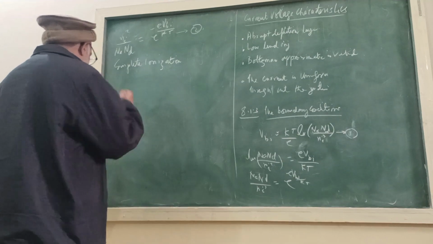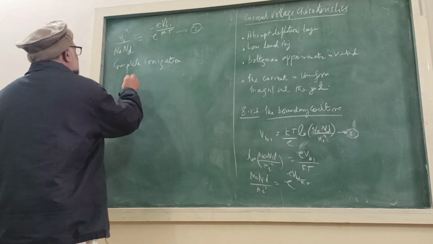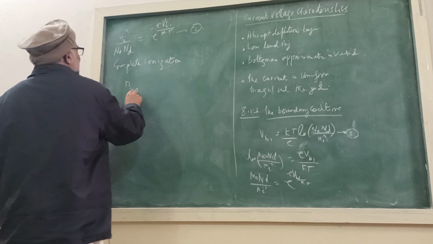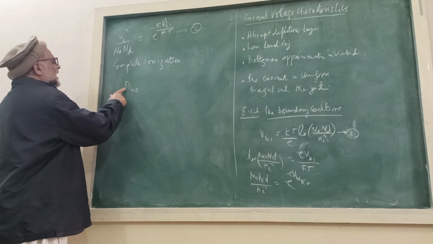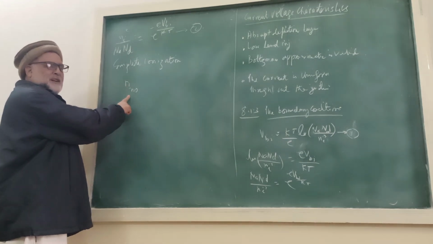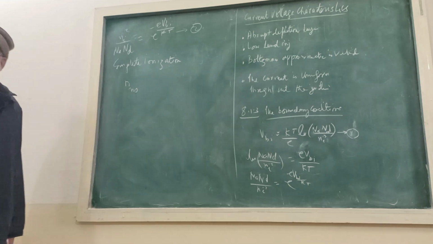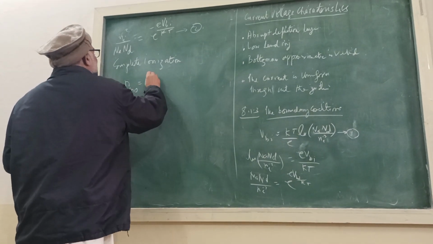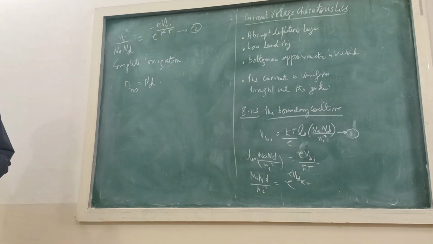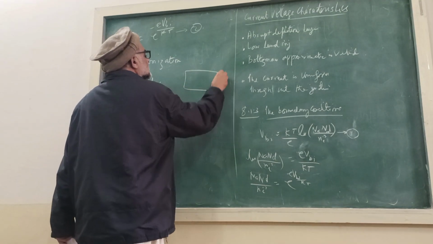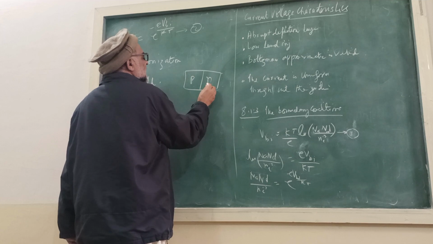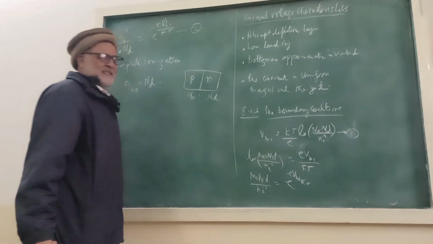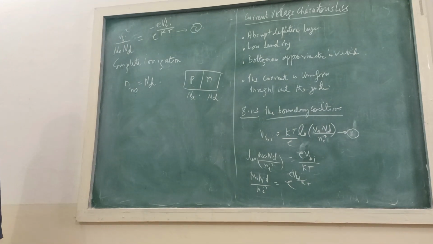So the number of electrons on the N side in equilibrium. Here, n_n0 means the number of electrons on the N side in equilibrium. Zero means equilibrium. That will be equal to N_D. On this side the doping is N_D. On this side, the doping is N_A, the concentration of atoms.